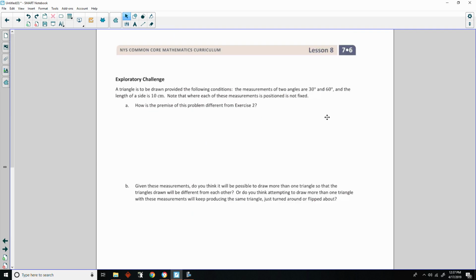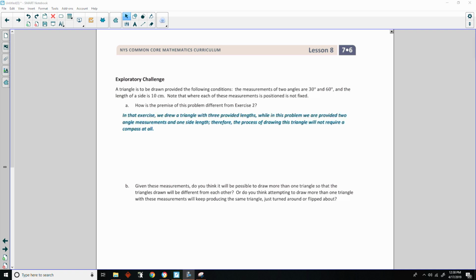Okay, exploratory challenge. A triangle is to be drawn provided the following conditions. The measurements of two angles are 30 and 60 degrees, and the length of a side is 10 centimeters. Note that where each of these measurements is positioned is not fixed. How is the premise of this problem different from exercise 2?